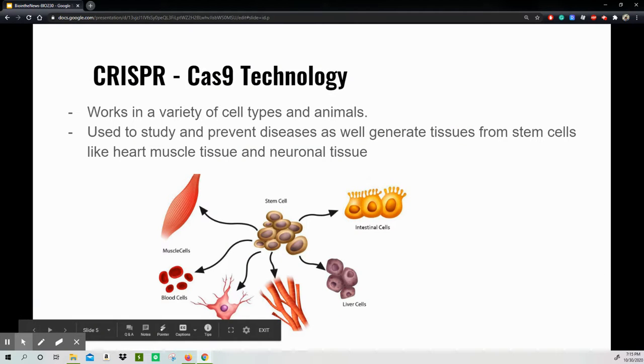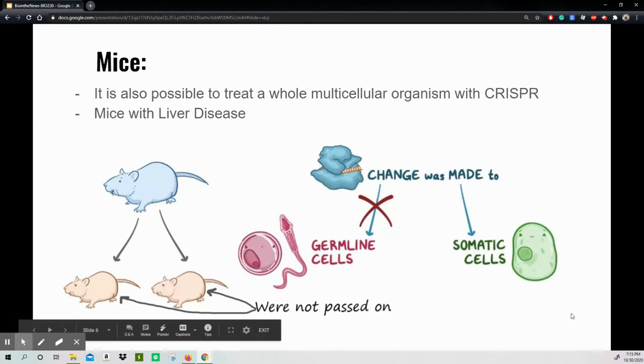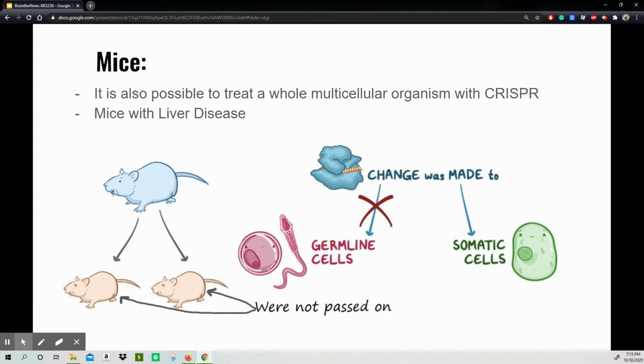CRISPR can also be used to study and prevent diseases, as well as generate new tissues from stem cells, which are used to regenerate or repair diseased tissue and organs like heart muscle tissue and neuronal tissue. It's also possible to treat a whole multicellular organism with genome editing. For example, a mouse with liver disease had a genetic defect that was treated with a CRISPR-Cas9 mediated genetic change, and it improved the mouse's symptoms.